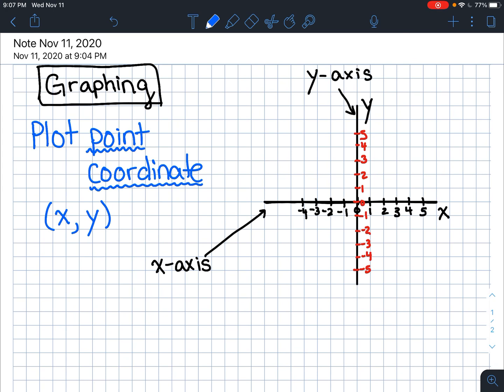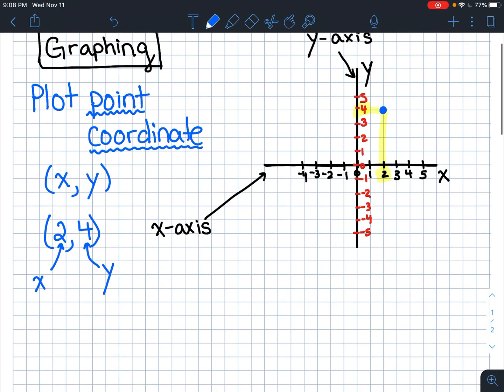So if I put a point like 2, 4, you know the first number is the x-axis, and the second number is the y-axis. So you find out where 2 is on the x-axis, 4 is on the y-axis, and you trace them until they meet each other. And that's where the point actually goes, right there.